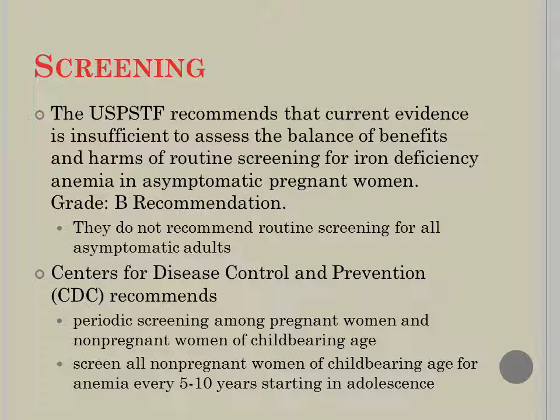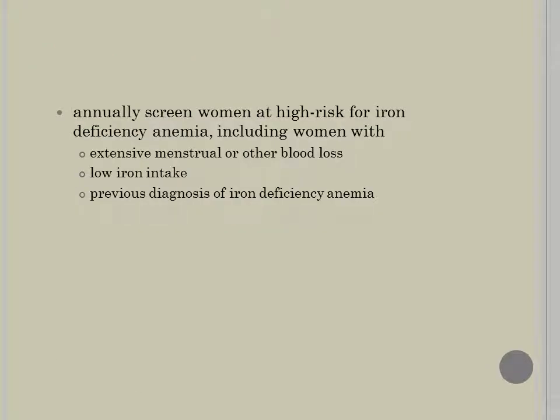So you can see that there's some differences in what the guidelines are talking about, and this is what we talk about when we tell you that guidelines are different in many, many of the resources that you're looking at. They also say annual screening for women at high risk for iron deficiency would be women who have heavy menstrual cycles or some other type of blood loss or have low iron intake, and if they've previously had a diagnosis of iron deficiency anemia. So you see a lot of young girls come in, and even women in their 40s come in with excessive menstrual blood loss.